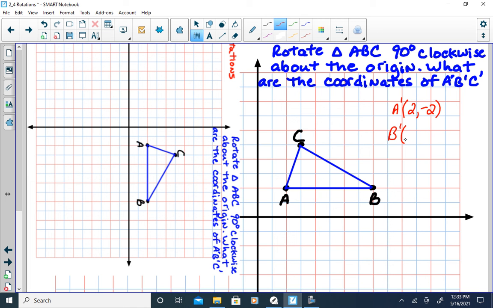Well, what's going to be the location of B prime? B is located right now at (8, 2). After a 90 degree clockwise rotation, B prime is located at (2, -8). And if we look at C prime, the original value for C was located at (3, 5). C prime is located after a 90 degree clockwise rotation at (5, -3).